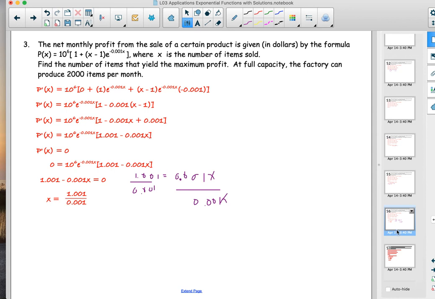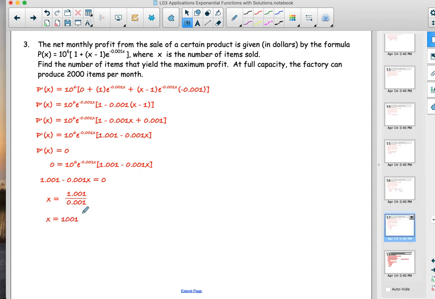And punching that into your calculator, you will get 1001. So now what? Now we need to check p at 0, then we're going to check p at 1001, then we're going to check p at 2000. And according to Eva, whichever of these three is the greatest will be our maximum value.